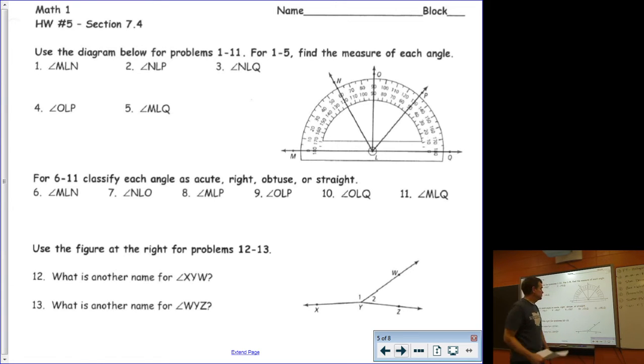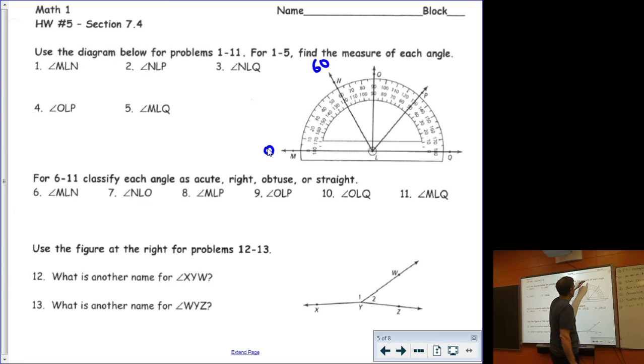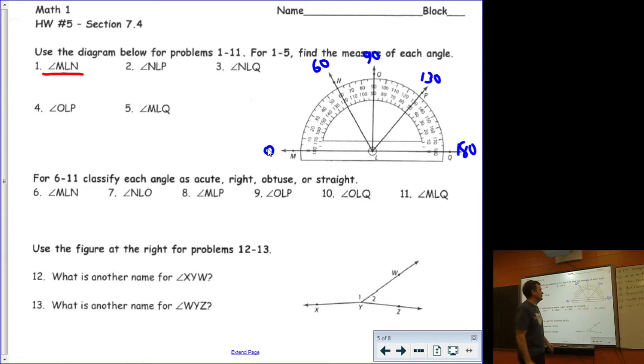So the first thing on this protractor is, I might note that this line is at 0, this one is at 60, this one's at 90, this one's at 130, and this one's at 180. And let's look at these angles. Angle MLN is this angle, so from 0 to 60, of course, that would be 60 degrees.